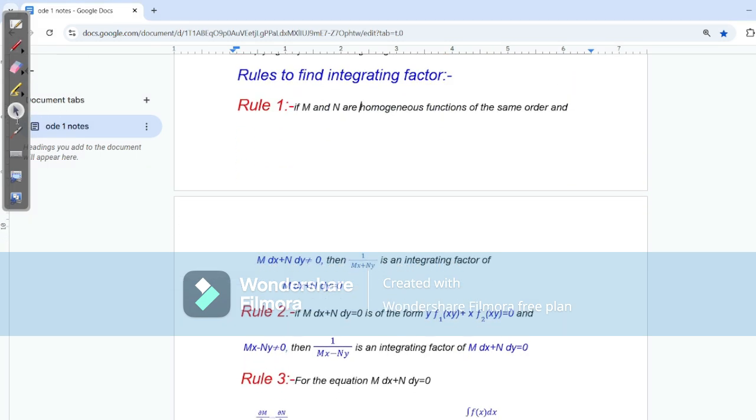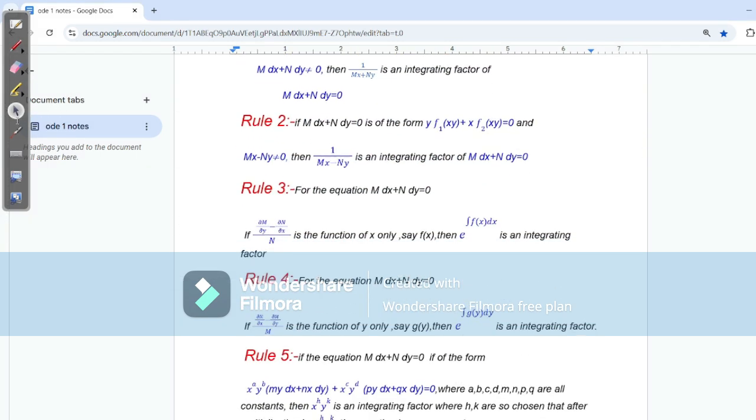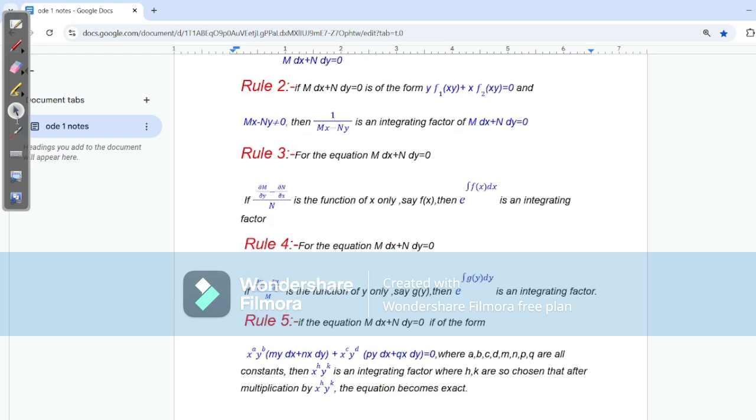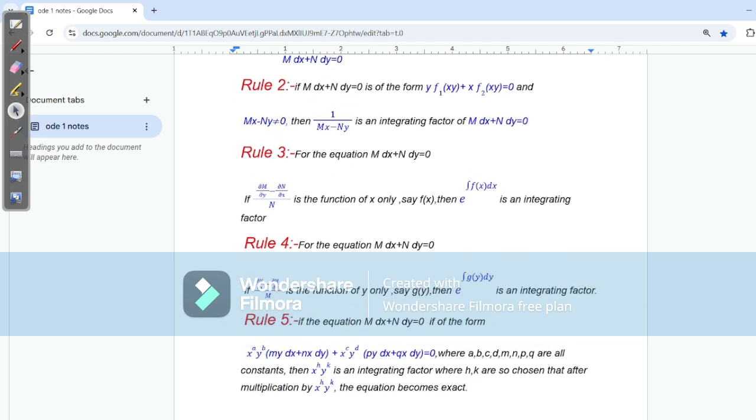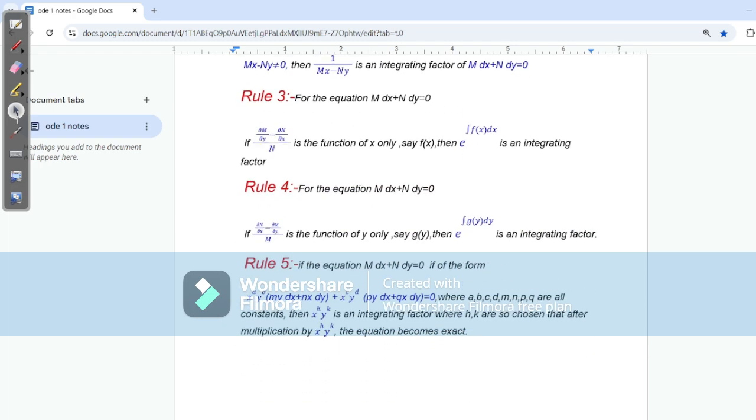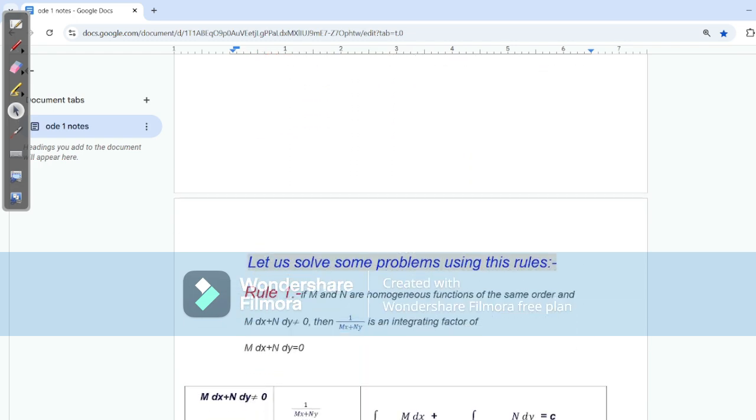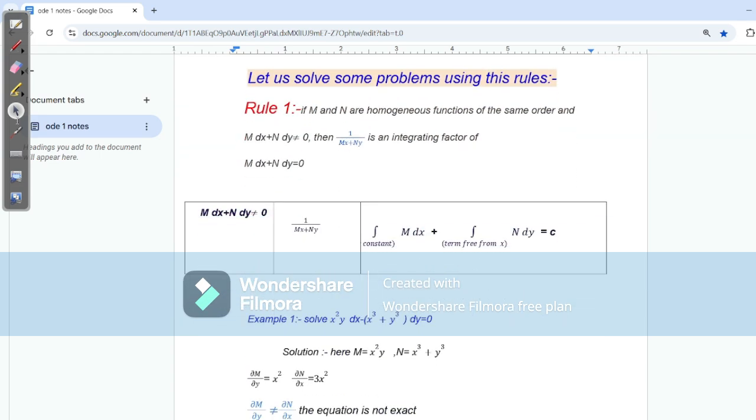Now this is the first rule. If you want, you can check here, or else I'll give you the rule, the steps and one example problem separately. If you want, you can take a screenshot from this. Let us solve some problems using this rule. Again I am writing the rule here.